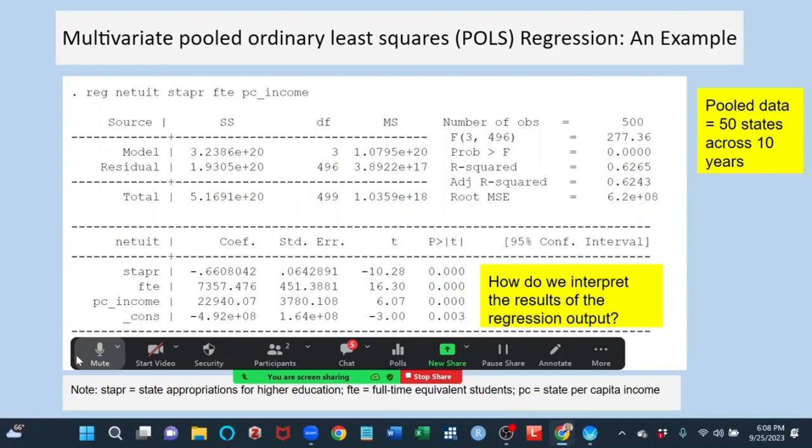Okay. They're all statistically significant, right? P-value less than 0.001 for the first three here. For the constant, it's less than 0.01. Right.